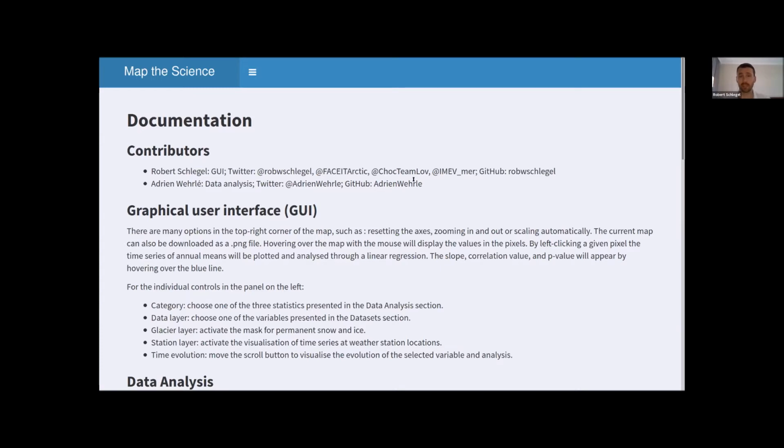What we're looking at today is that I'm going to go through the documentation very quickly, which explains what the datasets are that we used, and then I'll show how the actual user interface works.